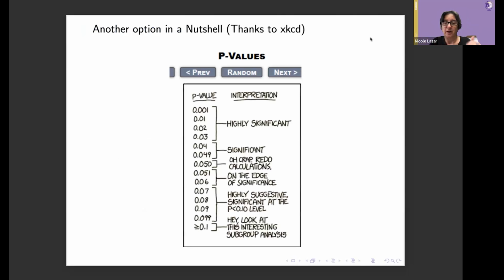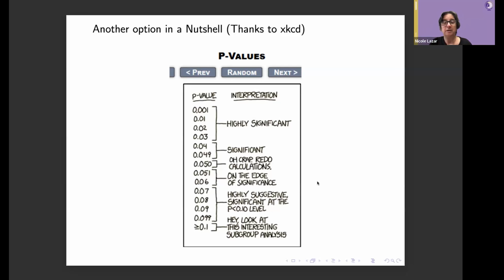Another thing that you could do, and I like this XKCD cartoon because it shows a lot of what goes on in real life. We've got this area here, which I'm going to ignore for now. I want to focus on these values here that are close to 0.05, which is your typical threshold, and the responses. And here we see things like, oh, this is on the edge of significance. Oh, this is highly suggestive. Oh, this is significant at a different level.